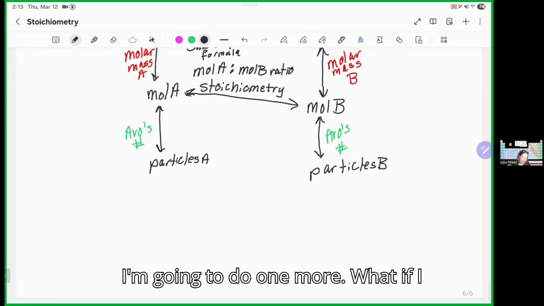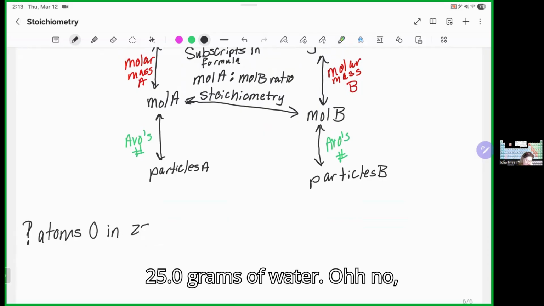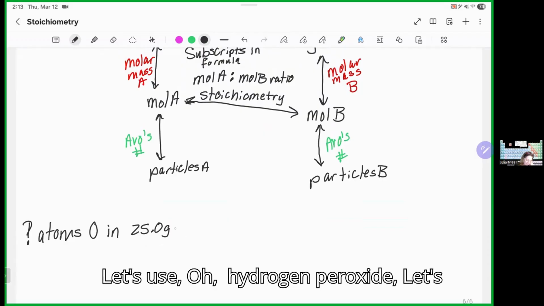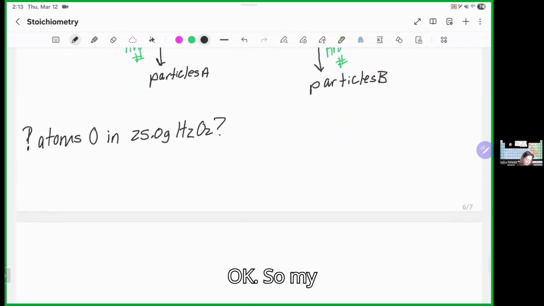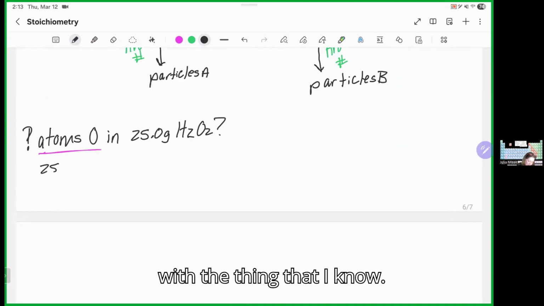Okay, so I'm going to do one more. What if I say, how many atoms of oxygen in 25.0 grams of water? Oh, no, I don't want to use water. Let's use hydrogen peroxide. Let's use H2O2. Okay. So my question is atoms. I'm going to start with the thing that I know.